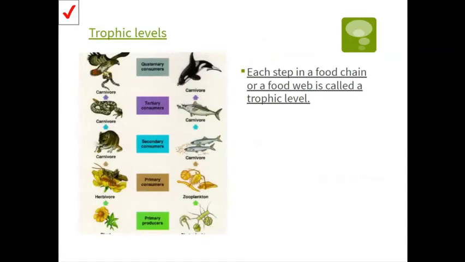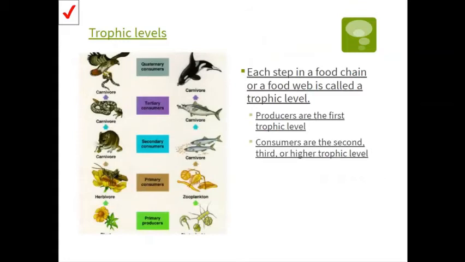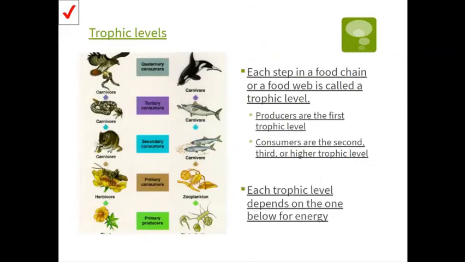Each step in the food chain or food web is called a trophic level. At the bottom, we have our producers, which are our first trophic level. After that, we have our consumers, which go from secondary consumer, tertiary consumer, up to quaternary. As we continue through this, each trophic level depends on the energy from the one below it.